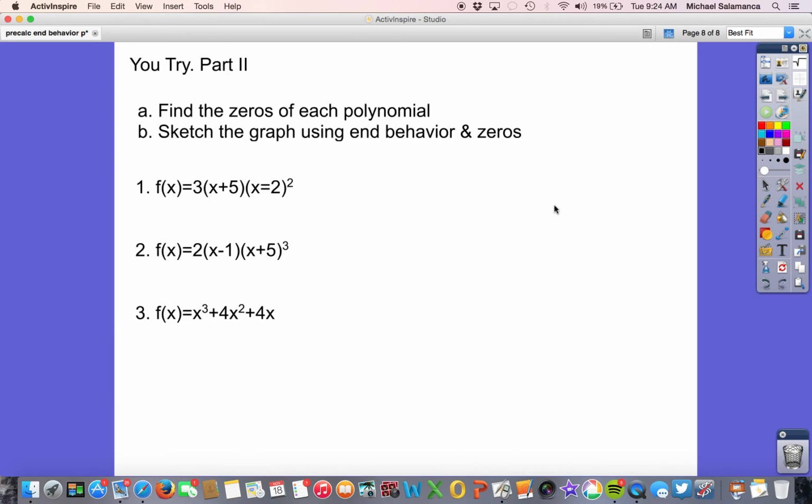So now it's your turn. Try these 3 problems, first by finding the zeros of the polynomial, and then sketch the graph using end behavior and zeros, just like we did earlier.